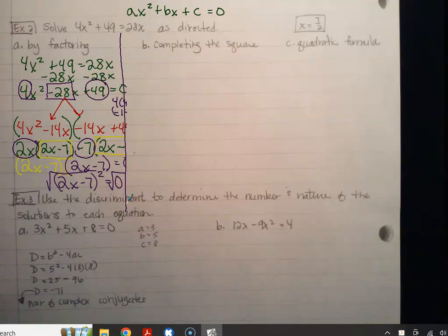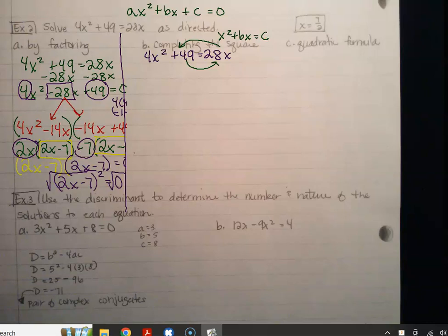Okay, so we've got the 4x squared plus 49 equals 28x. Since we're completing the square, we want to get the 28x over here, and we want the 49 over there, if you recall. Completing the square, we want the ax squared. Actually, we don't want ax squared. We want x squared. You get in that habit. We want x squared plus bx equals the c over here.